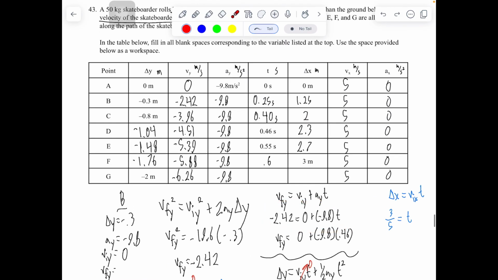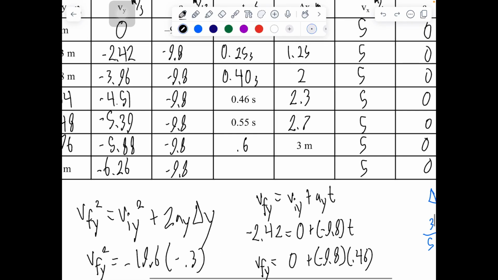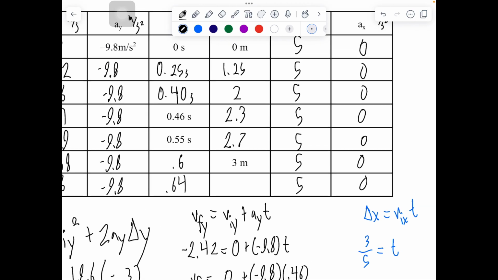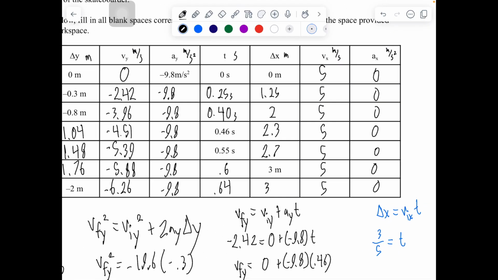Plug in your final velocity, so final velocity in the y. These are negative 6.26. Divide by that acceleration in the y, negative 9.8. The negatives go away, and you figure out your time here must be 0.64. Take your time, multiply 0.64 times your velocity in the x, and we get our delta x, 3.2.